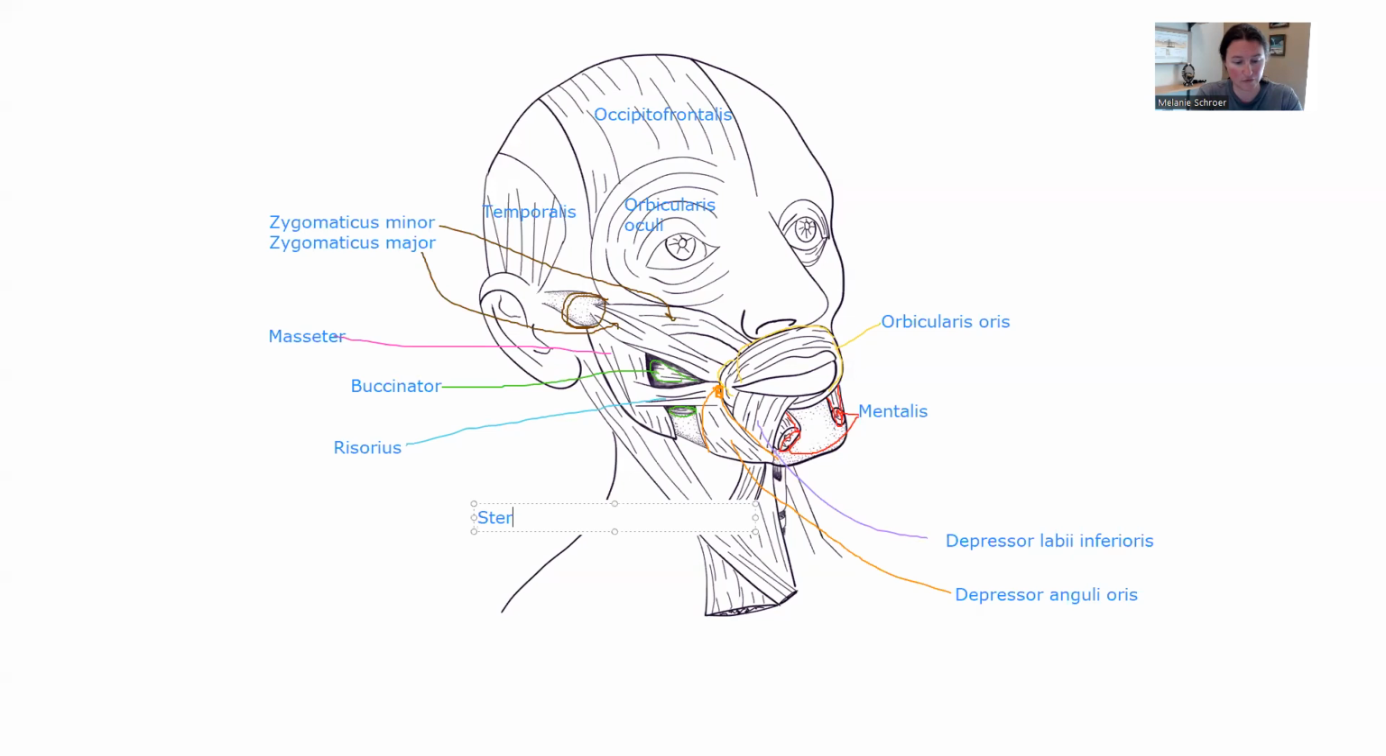The sternocleidomastoid, we can see, has an origin way over here on the sternum, and an origin on the clavicle, and it is going to go all the way up to the mastoid process. Remember that that's the big bump right here behind your ear. So this is therefore the sternocleidomastoid.